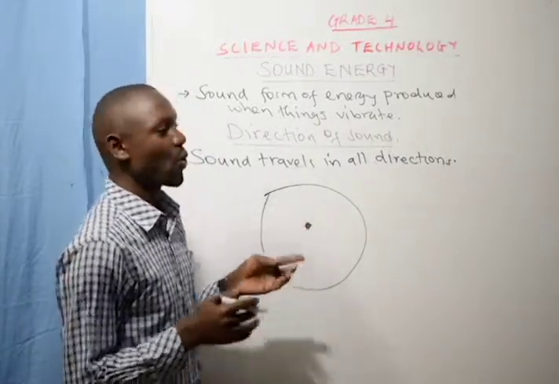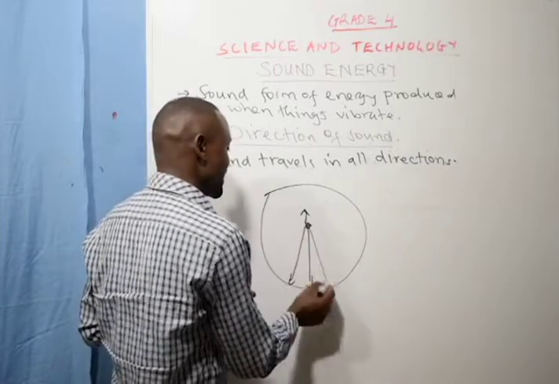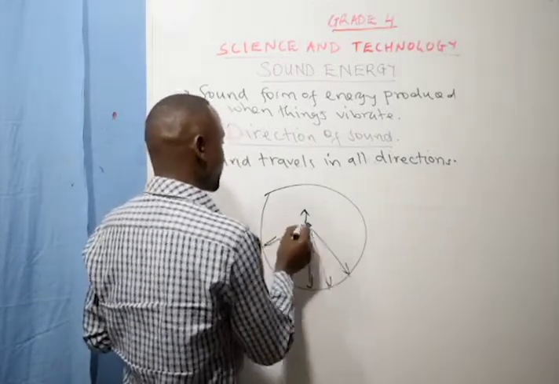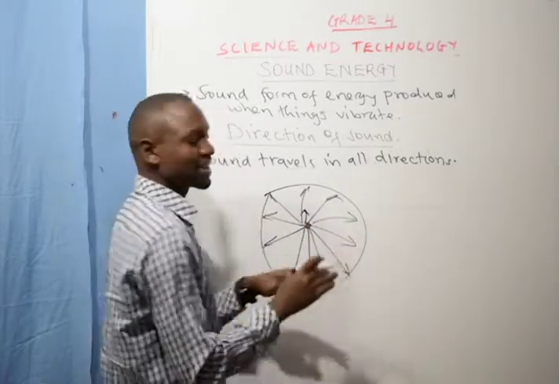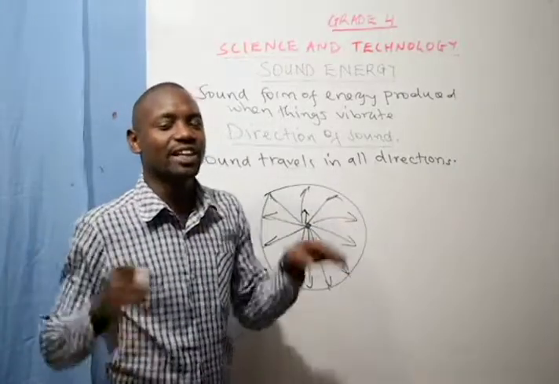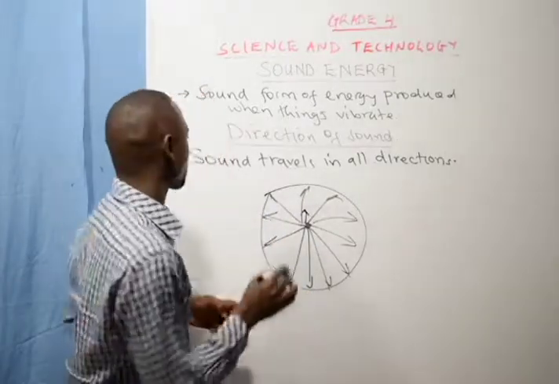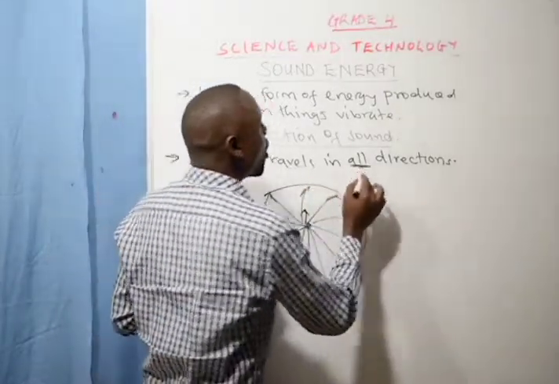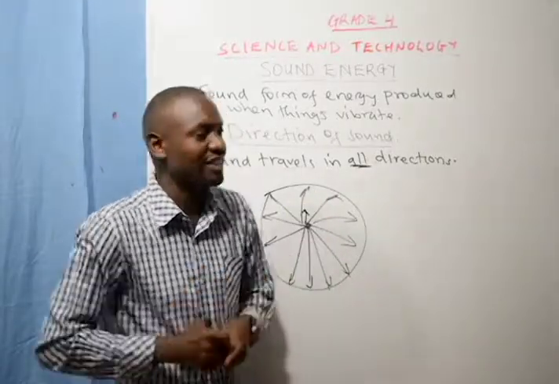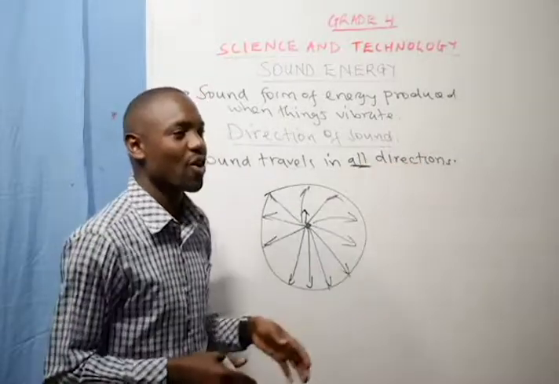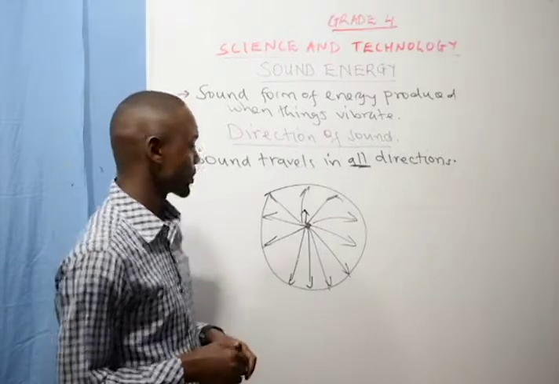Yes, because even if the teacher is facing in this direction, those people who are here will still hear what the teacher is saying, because the sound from the teacher is spreading everywhere. So everybody is capable of hearing what the teacher is saying. Why? Because sound travels in all directions. Sound does not have a single direction. You cannot say that it moves forward or backward or upwards. Sound will travel in all directions.